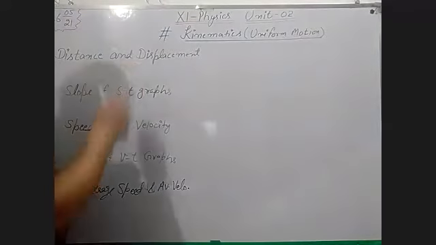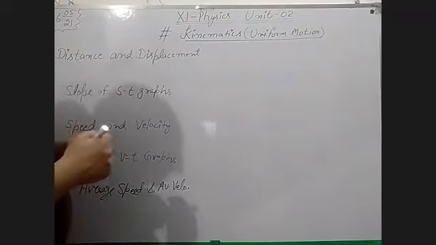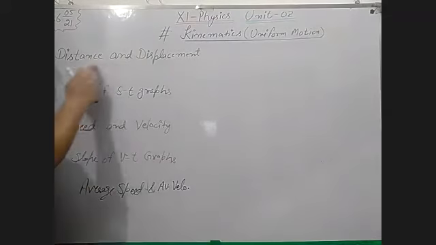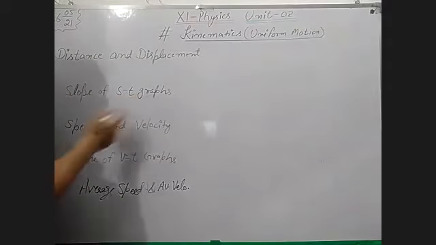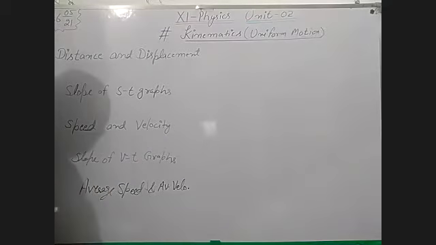But today our topic is distance and displacement. These are our goals of today: distance and displacement, slope of st graph, speed and velocity, slope of vt graph. After that, if time is there, then we will cover average speed and average velocity, with numericals.